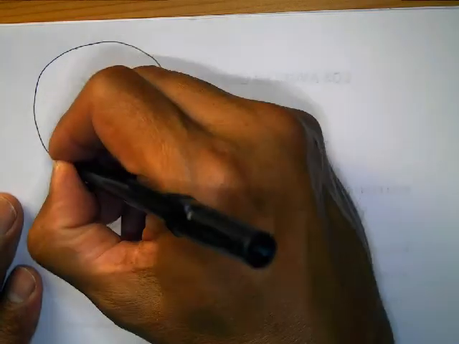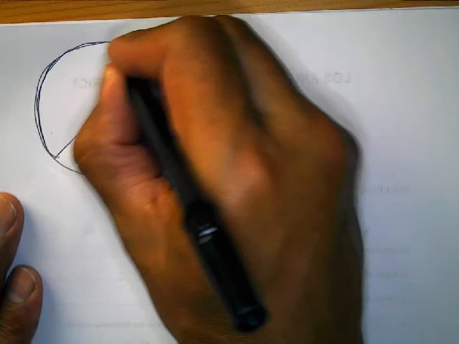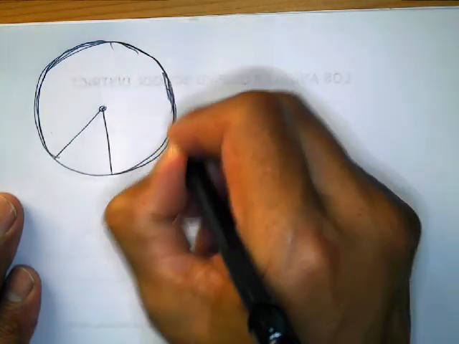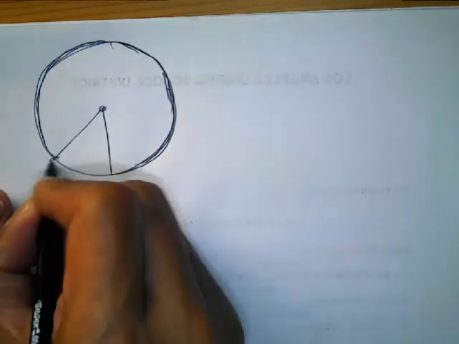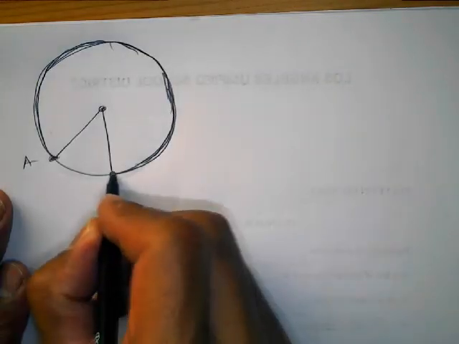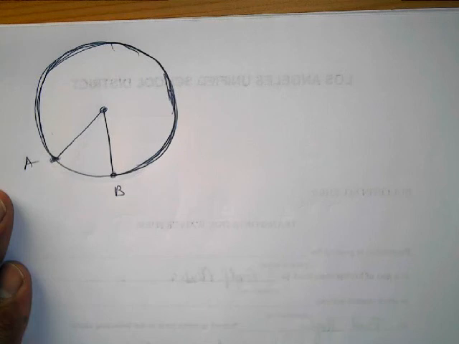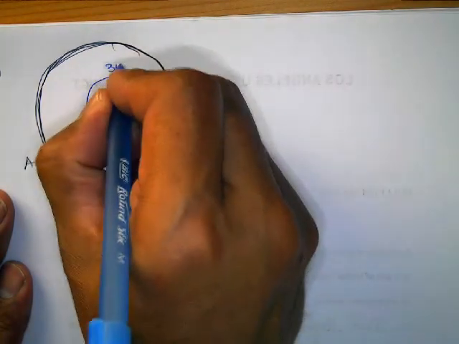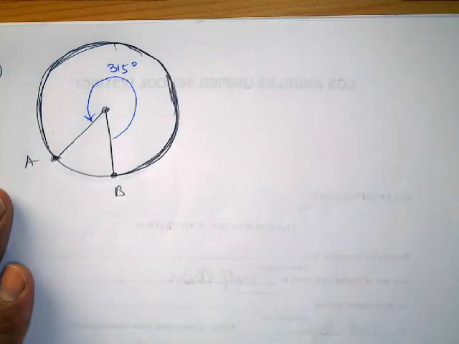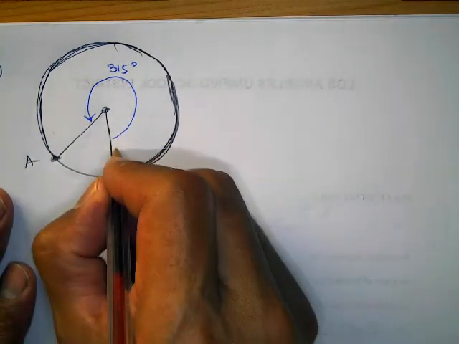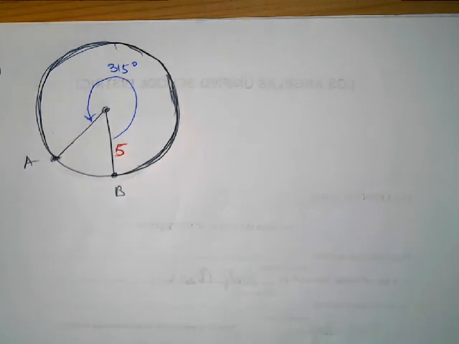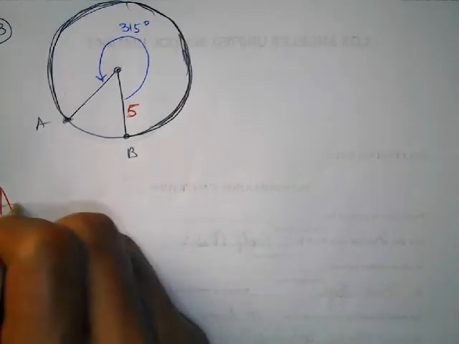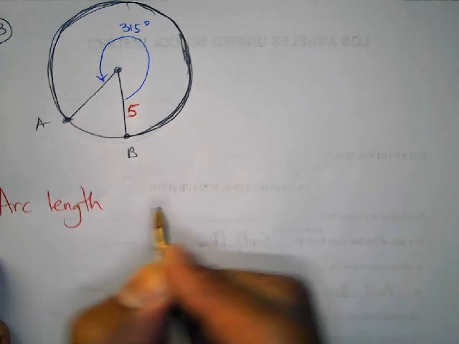Circle. Now they're going to want only this much. All of this. What is the arc length? What is the measure of this arc? All this from here all the way around to here. And they give me that this is 315 degrees. Okay, I know the degree measure, and the radius is 5.